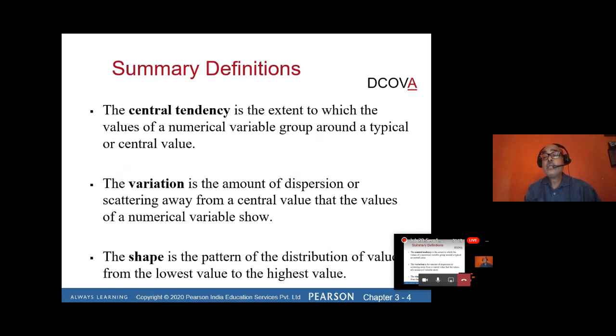Central tendency. If you have data, and you want to know the center point of that particular data, then that is called central tendency. Central tendency is the extent to which the values of a numerical variable group around a typical or central value. Central value means midpoint. What is the midpoint of your data set?